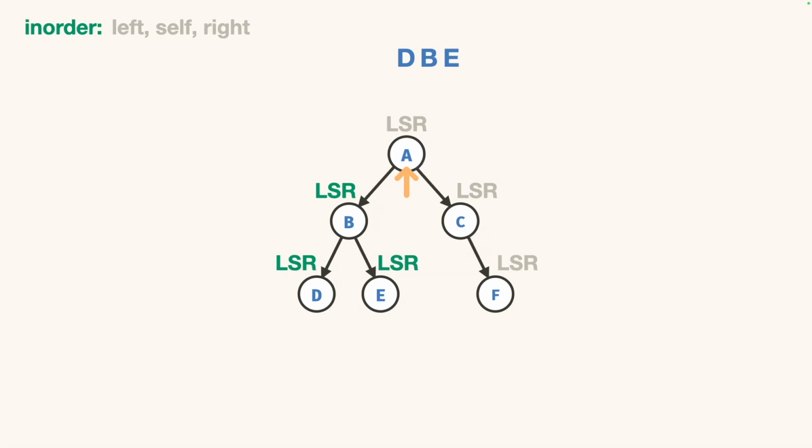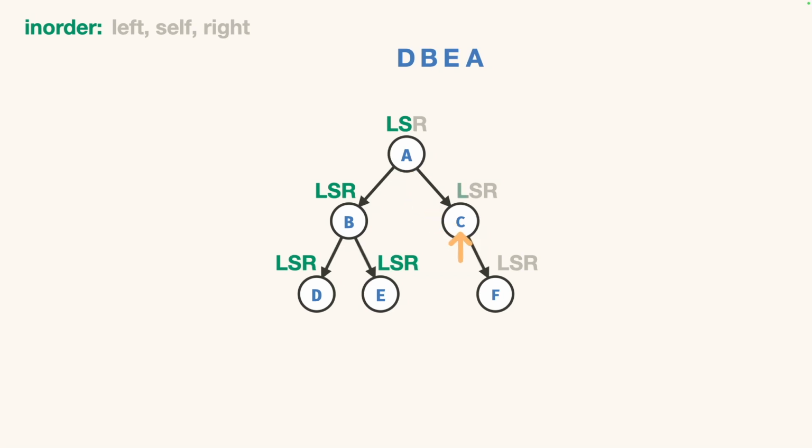So here I am at the A node. From the point of view of A, it just finished processing everything to its left. So L is done. Now it needs to process itself. So I add A into my output, which means that now A wants to print out its right children. So now I'm at the C node.